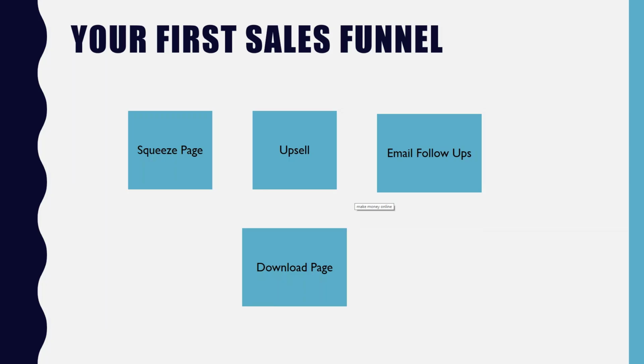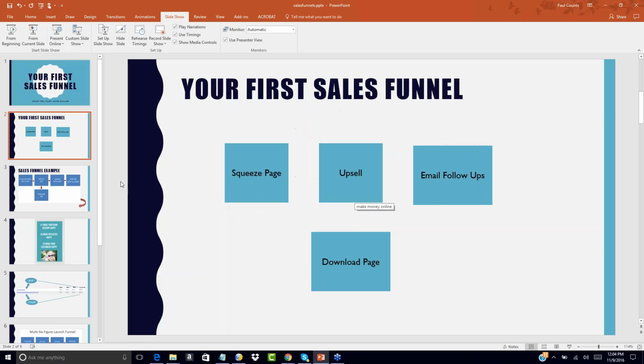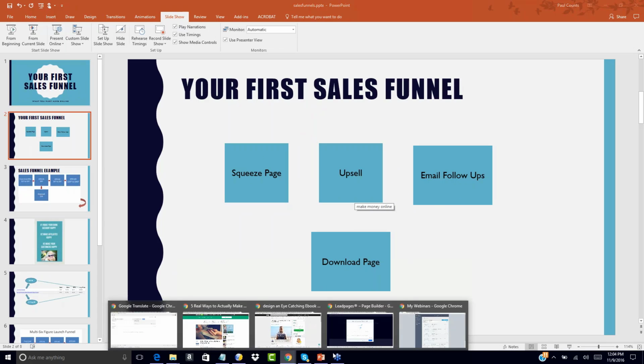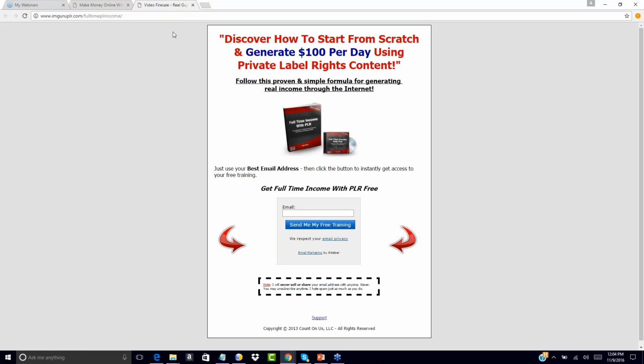So the key part of a sales funnel is that we want to send traffic to this squeeze page. So that's our landing page. That's the page where we want to send our customers to. And I'll show you an example of one of my squeeze pages right now, so you can see that. So this is an example of one of my squeeze pages. This is my best converting squeeze page. It gets about 52% conversion, and it's a very good squeeze page conversion rate.